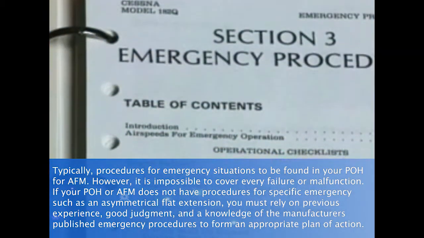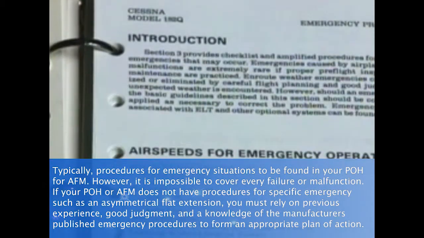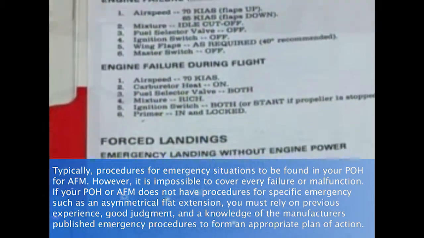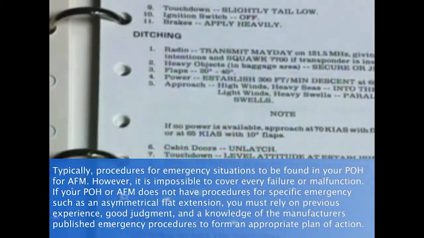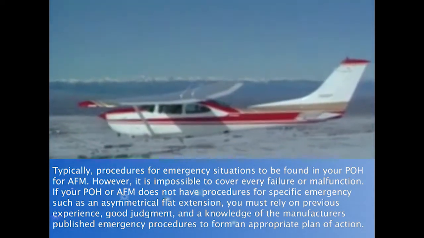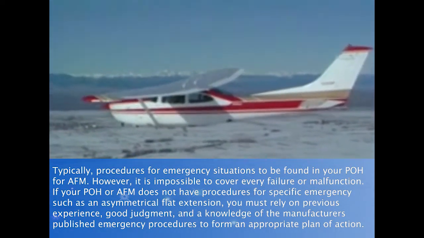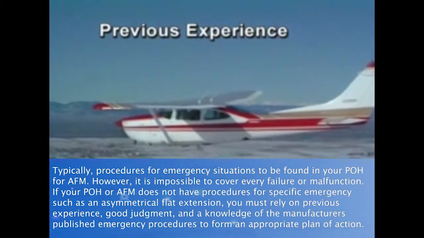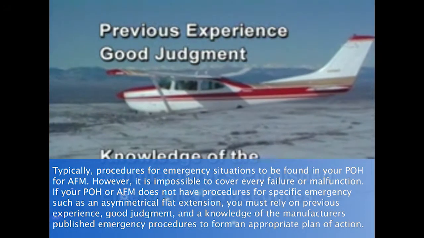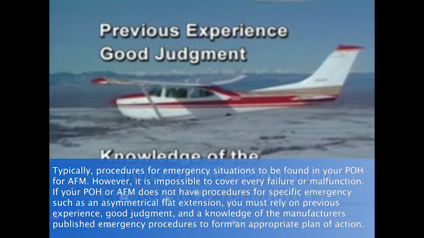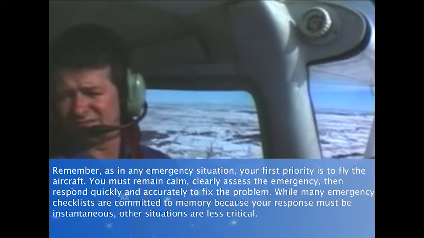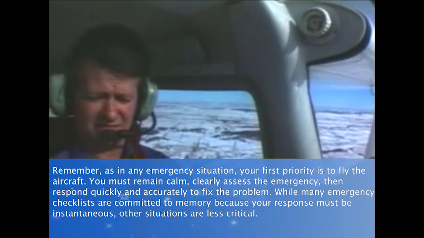Typically, procedures for emergency situations can be found in your POH or AFM. However, it is impossible to cover every failure or malfunction. If your POH or AFM does not have procedures for a specific emergency, such as an asymmetrical flap extension, you must rely on previous experience, good judgment, and a knowledge of the manufacturer's published emergency procedures to form an appropriate plan of action. Remember, as in any emergency situation, your first priority is to fly the aircraft.